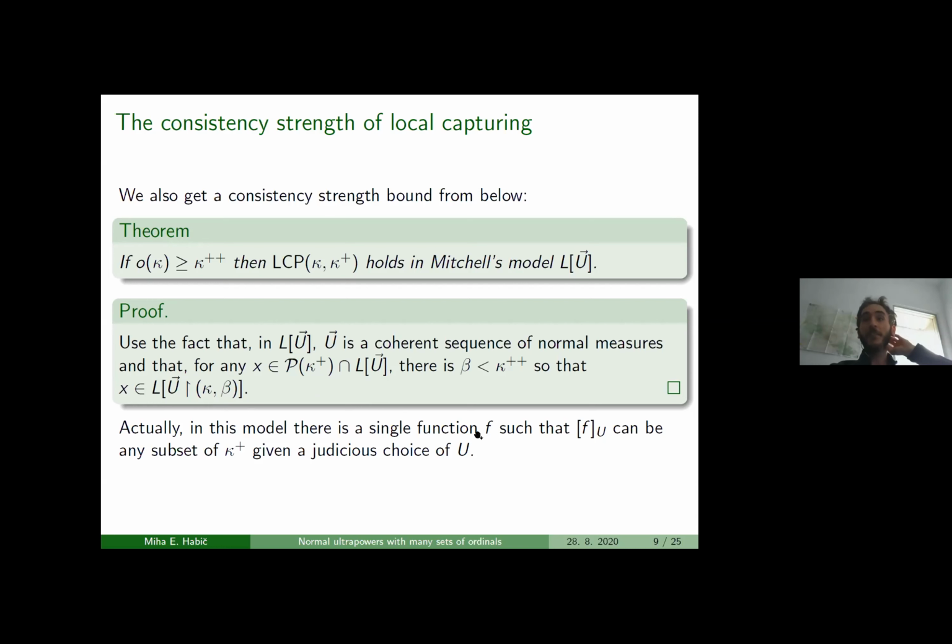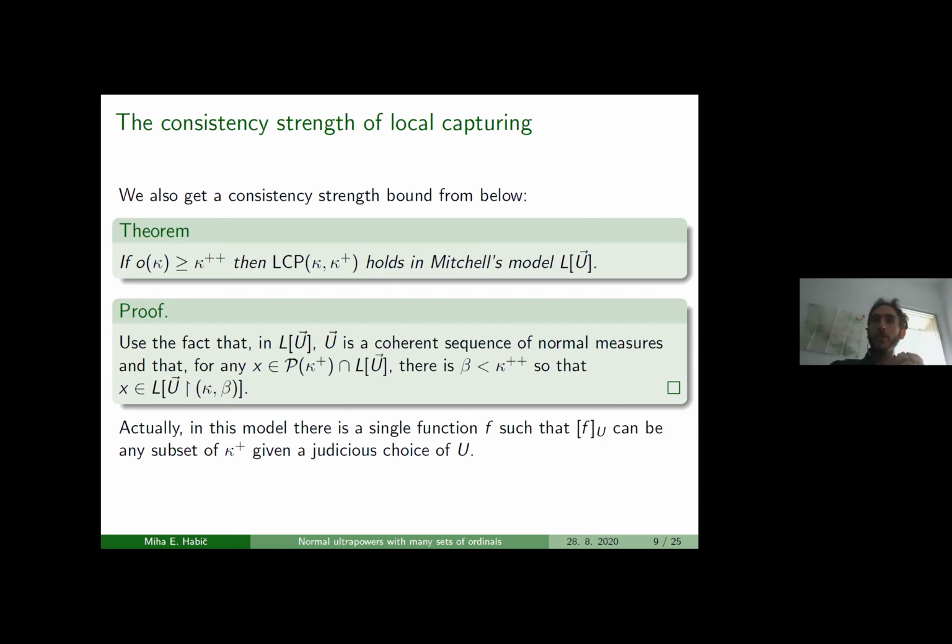In fact, there's a single function f, so that whatever set X you want to capture, that function f is going to represent that subset of kappa plus. So in this sense, you have a kind of Laver function that guesses any subset of kappa plus that you might want, if you pick the measure that you're taking the ultrapower by correctly.